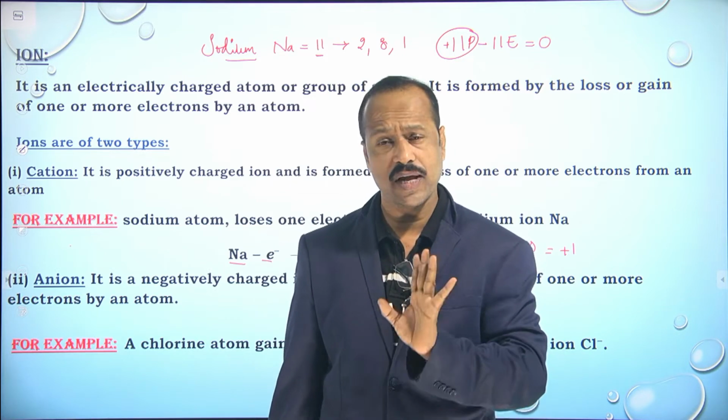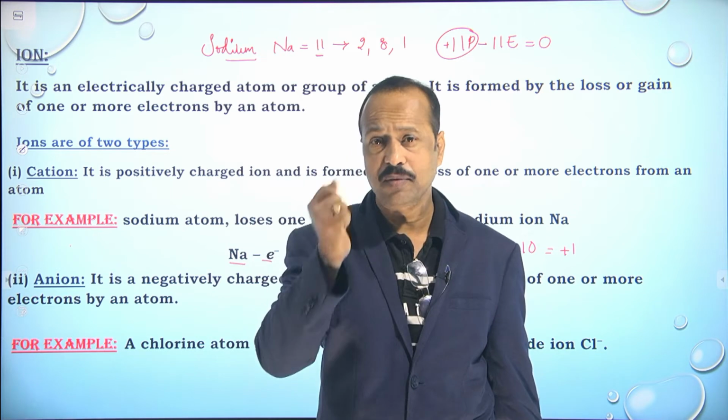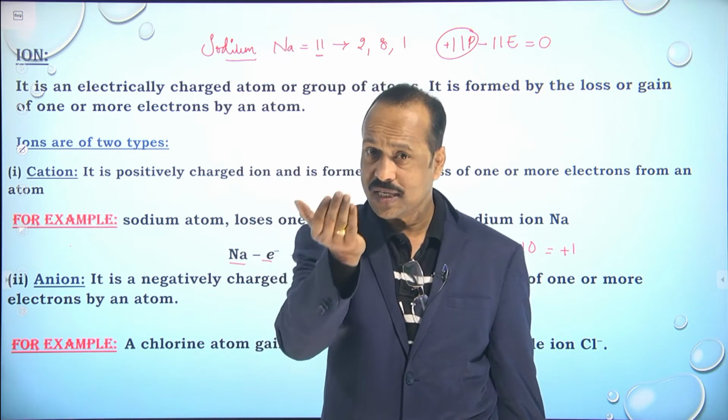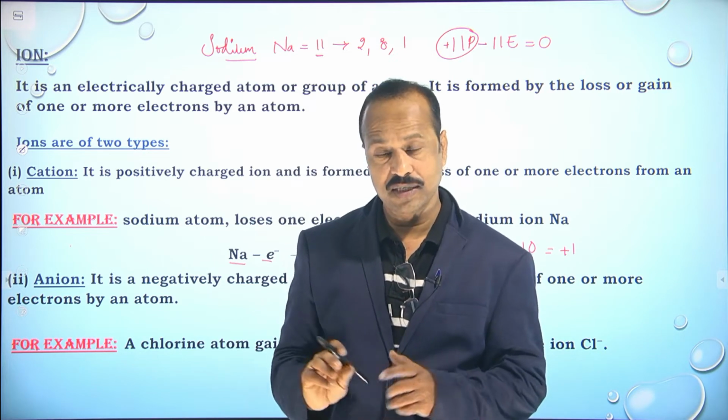So very simple and easy. Which loses electrons becomes positively charged. Which gains electrons becomes negatively charged. That's all. Is this clear to you?